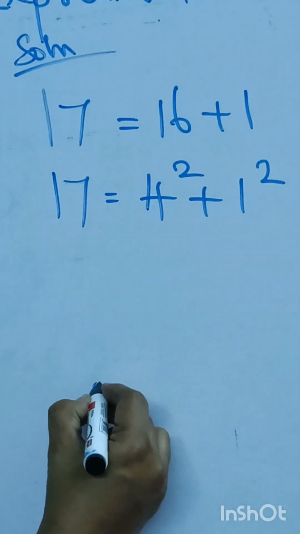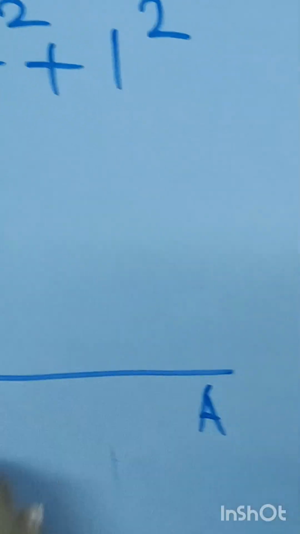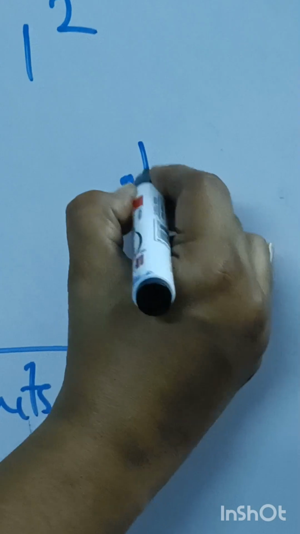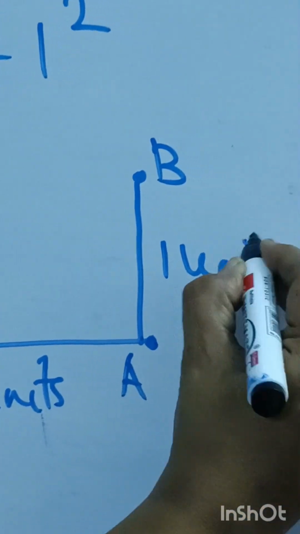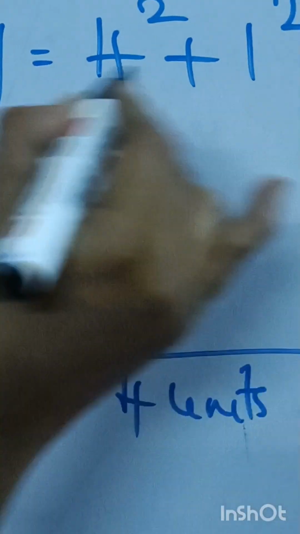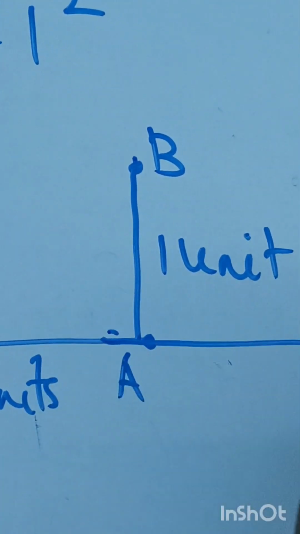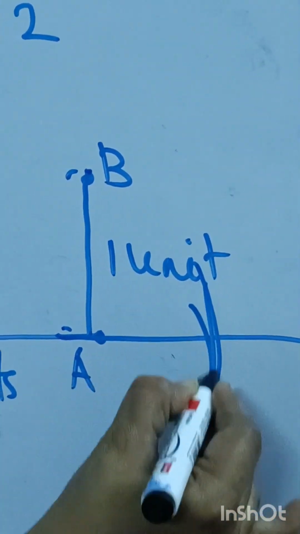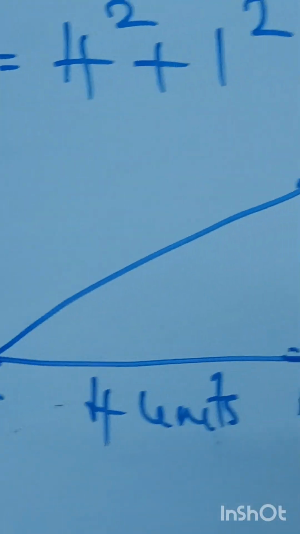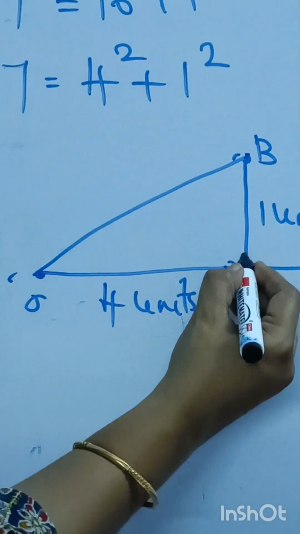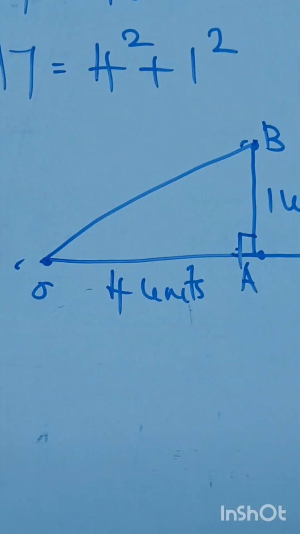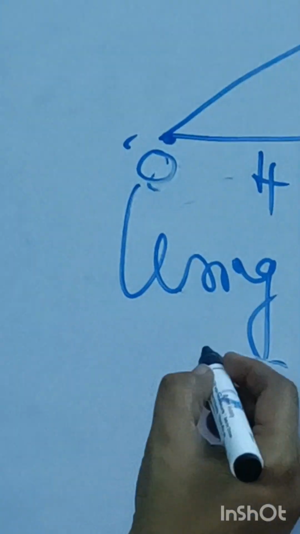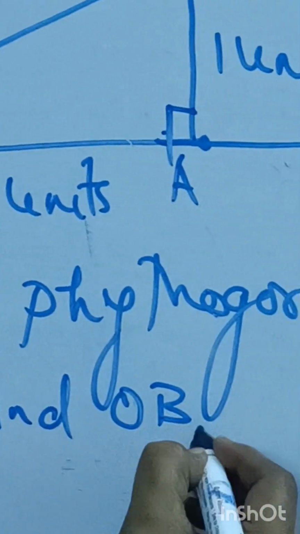Now keeping O as center, OA as radius, take 4 units, draw the line. Keeping A as center, AB as radius, take 1 unit measurement, draw the line. Keeping O as center and OB as radius, draw an arc. Now you can extend the line and join the line OB. Now we use Pythagoras theorem. We consider this as a right angled triangle. So using Pythagoras theorem, you have to find the measurement of OB.